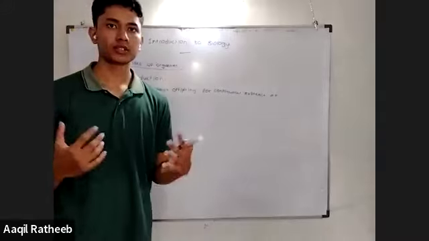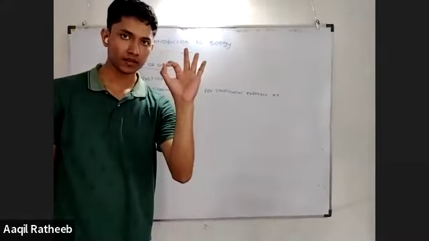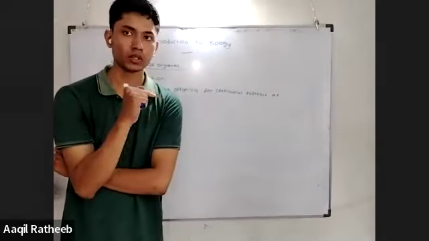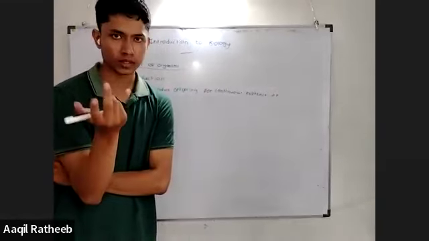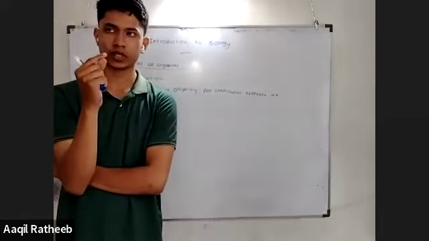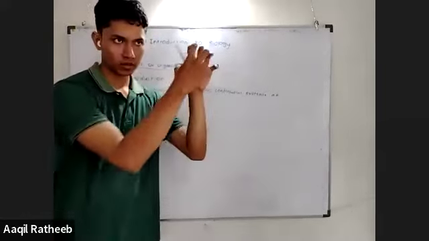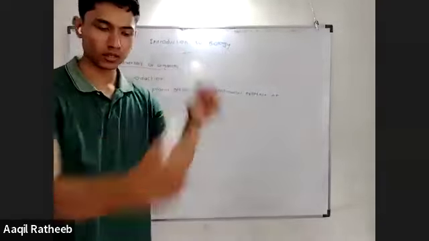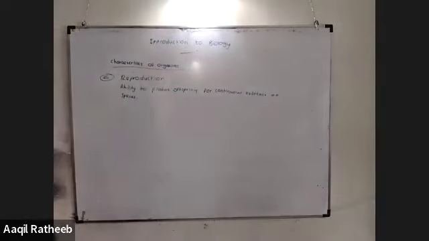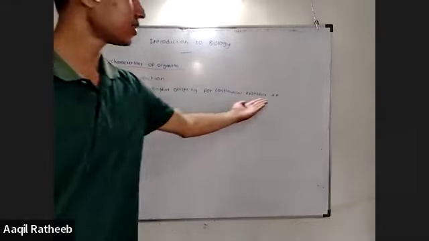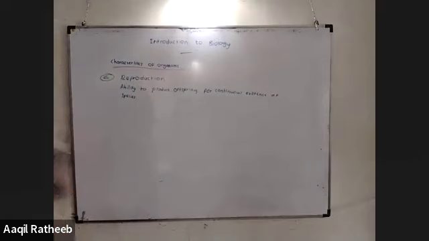Living organisms show reproduction. I told you, right? A single cell will show all the characteristics that I'm giving now. How can a single cell reproduce? Mitosis. You will learn it in the next unit. A single cell divides into two, that's reproduction, right? So living organisms have this feature also: the ability to produce offspring for continuous existence of species.